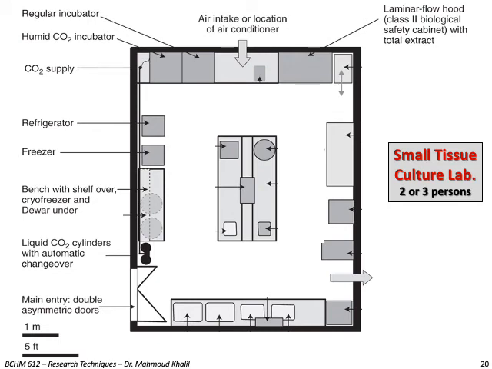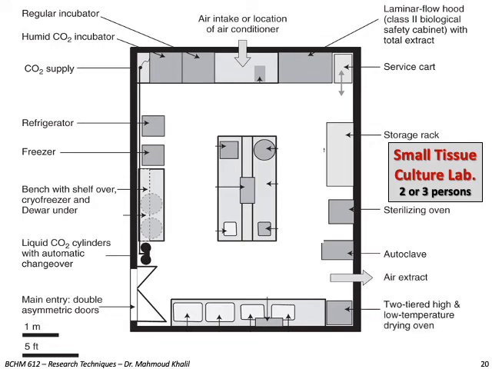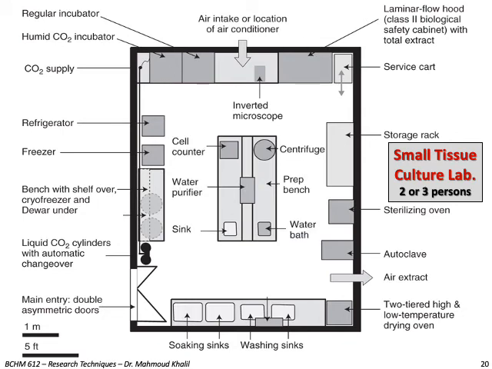biological safety cabinet with a total extract, service cart, storage rack, sterilizing oven, autoclave, air extract, oven, washing sinks and soaking sinks, inverted microscope for observing cells, cell counter, water purifier and sink, centrifuge, preparation bench and water bath. And that's a design for a small tissue culture lab. Of course, you need deionized water.